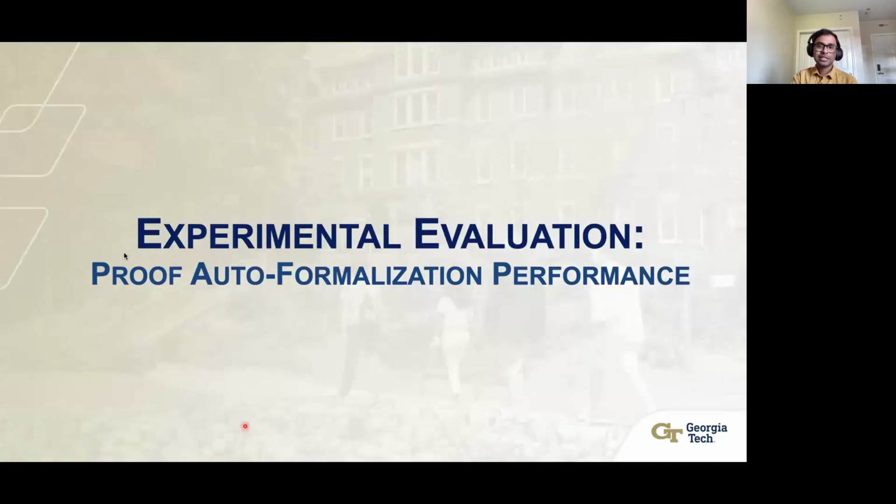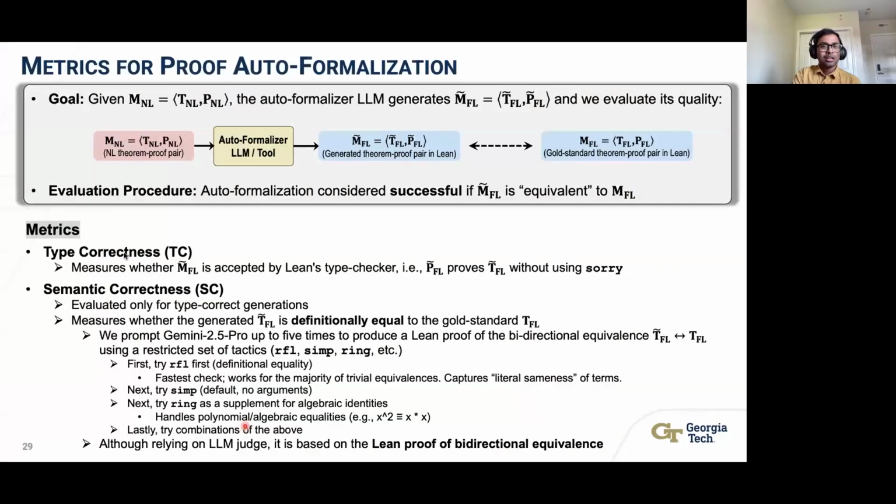Now that we have seen improved cross-modal retrieval performance, we move to our main goal, that is evaluating the end-to-end proof auto-formalization. To evaluate proof auto-formalization, we start with a natural language theorem proof pair. The LLM produces a formal language theorem proof pair, and we determine whether it is correct or not. For this, we use two metrics. One is type correctness, another is semantic correctness.